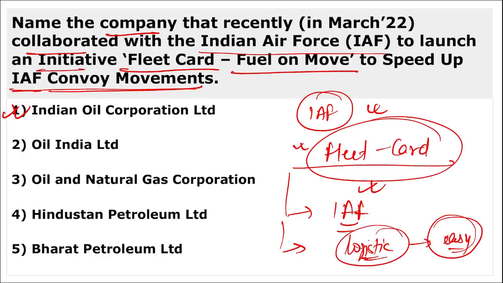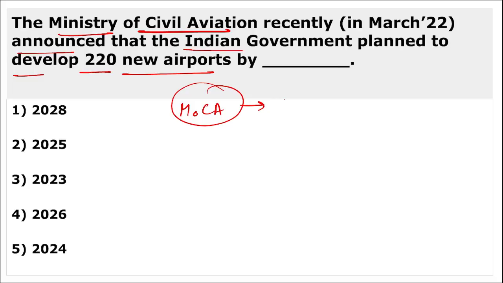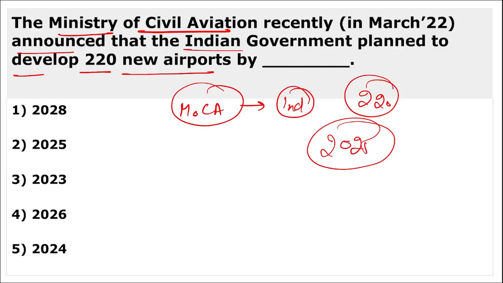Next. The Ministry of Civil Aviation recently announced that the Indian government plans to develop 220 new airports by a certain year. So the Ministry of Civil Aviation has announced that the Indian government is planning to develop 220 new airports by the year 2025. How many new airports? 220 new airports by the year 2025.